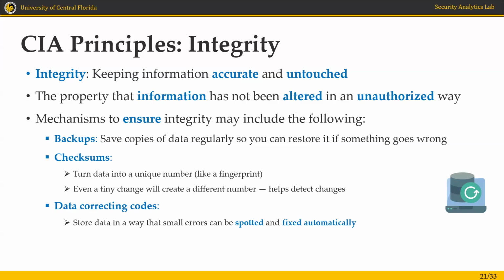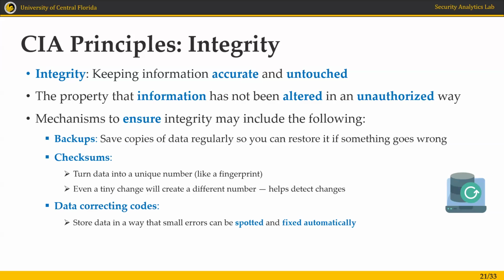We try to keep backups, so we save copies of data regularly, so you can restore it if something goes wrong. Checksums: to give you an example, TCP, the foundational protocol, uses checksums made of zeros and ones, and those get verified when the data is sent up to layer 3, the network layer. If a number has been flipped out of the 16 digits, we can find out that the data, or that specific packet, has been altered.